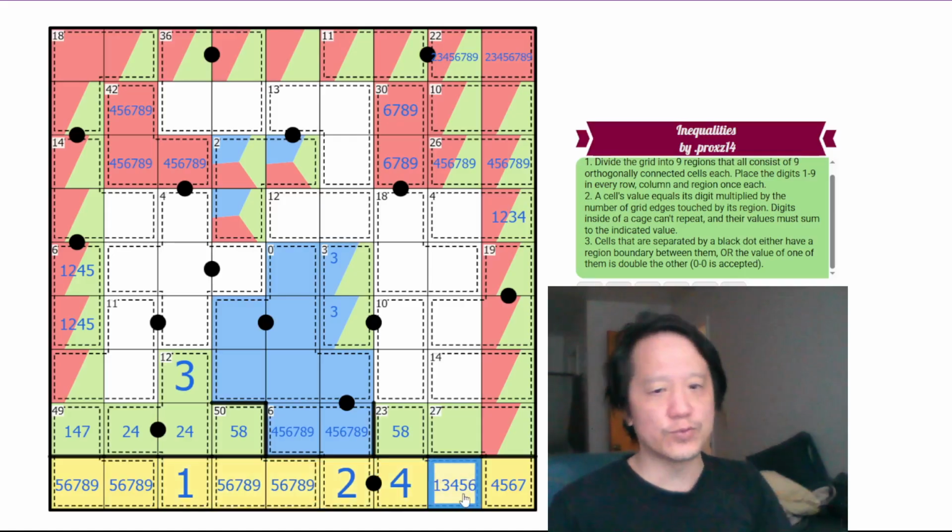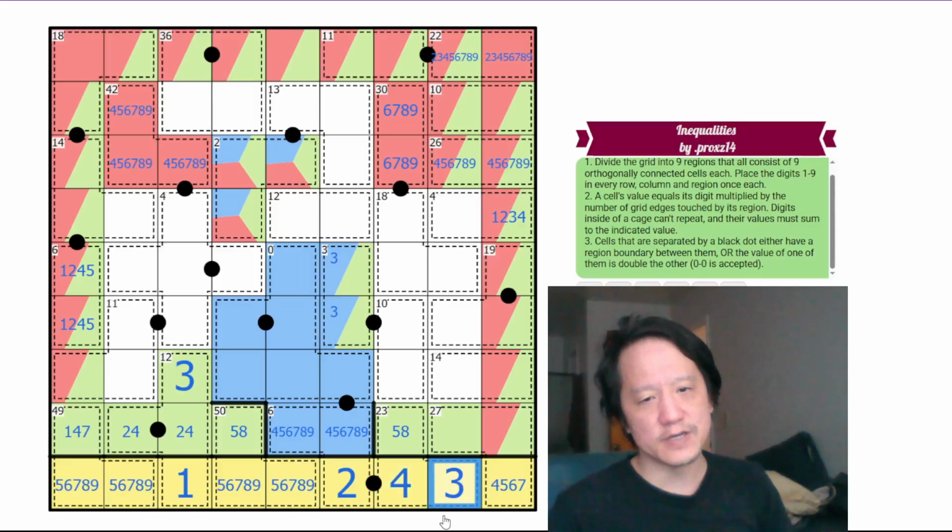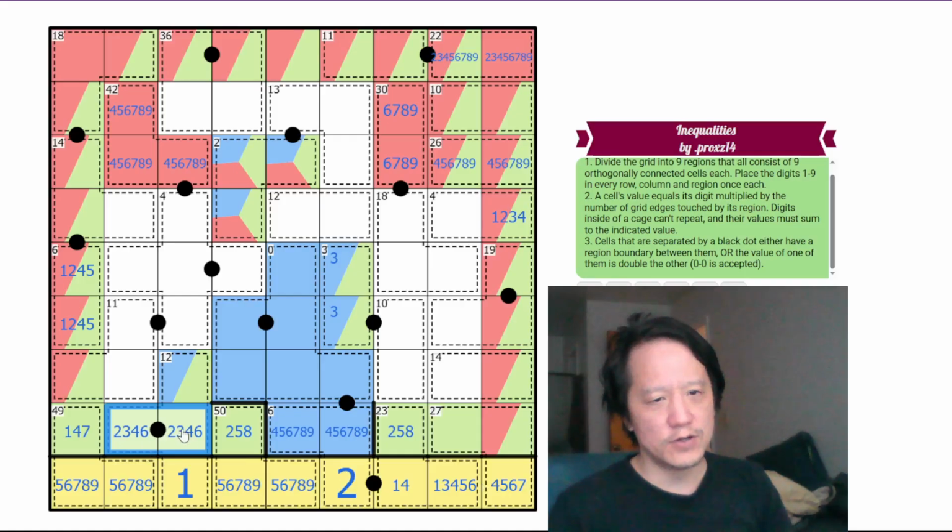4 and 3 add up to 7. Times 3 is 21, but we can't have a 2 here. So there's no way we can have 2 and 4 here. So this cannot be a 2, 4 pair. So if this is 1, it has to be 3, 6, and then this is blue no matter what. So this is always blue. Interesting.